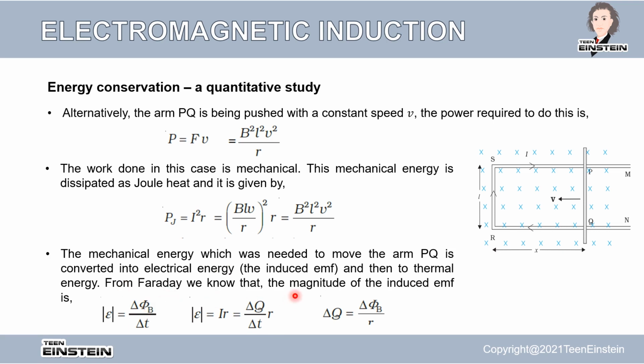So from Faraday, we know that the magnitude of the induced EMF is epsilon equal to delta phi by delta t, and epsilon equal to IR. This is from Ohm's law. So if you substitute what is I, it is nothing but delta Q by delta t. And so delta Q, if you compare these two equations, then delta Q equal to delta phi B by R. So this is nothing but how you're relating the change in flux with the change in the charges. That means how many charges are moving per unit time with how much the flux is changing per unit time.